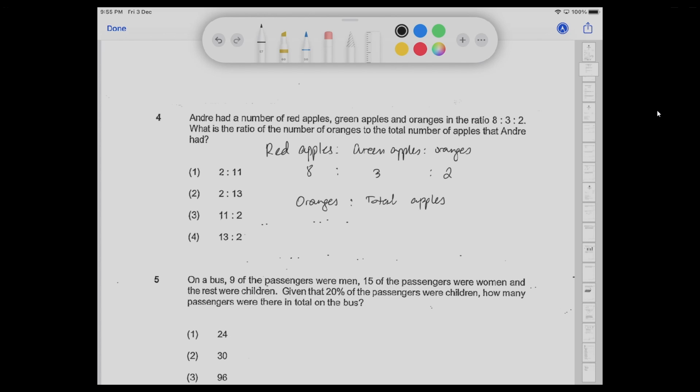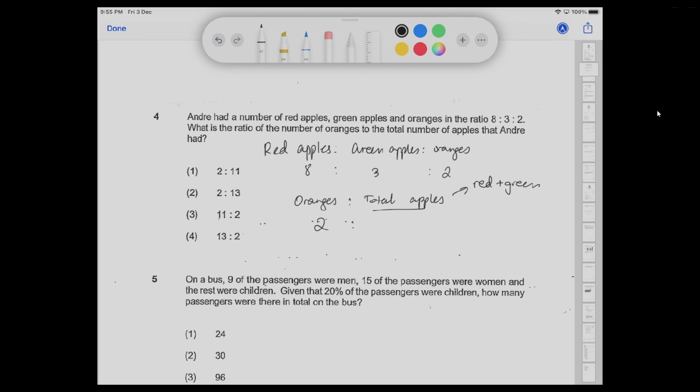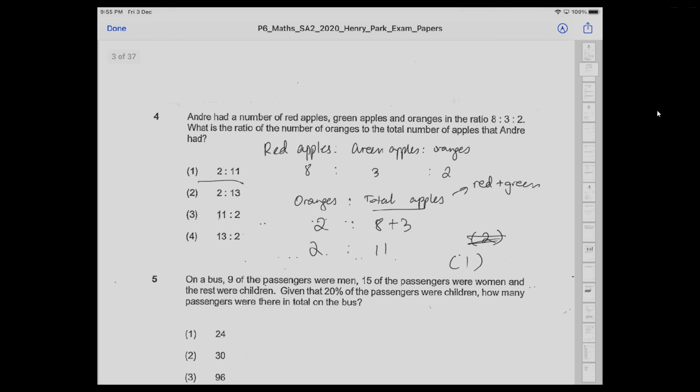Right, so this is equivalent. What's the total number of apples? It is equivalent to the red apples plus the green apples. The ratio of oranges is 2, and the total apples is just 8 plus 3, which is 11 if you calculate it, and the answer is 1, right? 2 to 11. Yep, let's go to the next question.